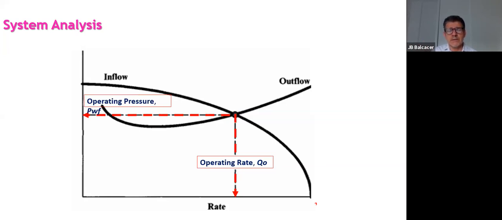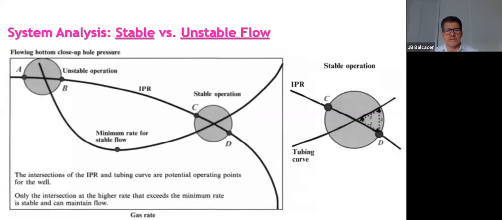It means in a simulation the wellbore is zero radius. This is a different concept that we will see later on. And then we have the outflow, and we have the optimum operating rate here, which is where the inflow and outflow intersect, their interrelation.